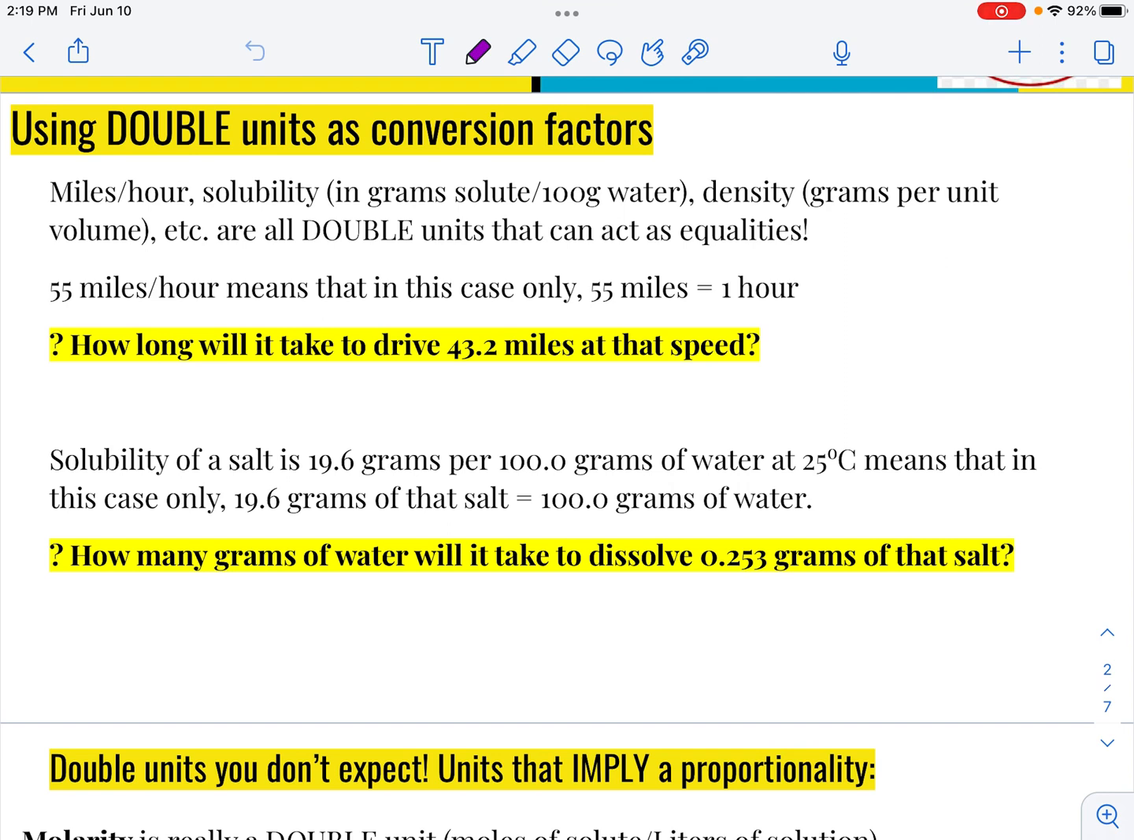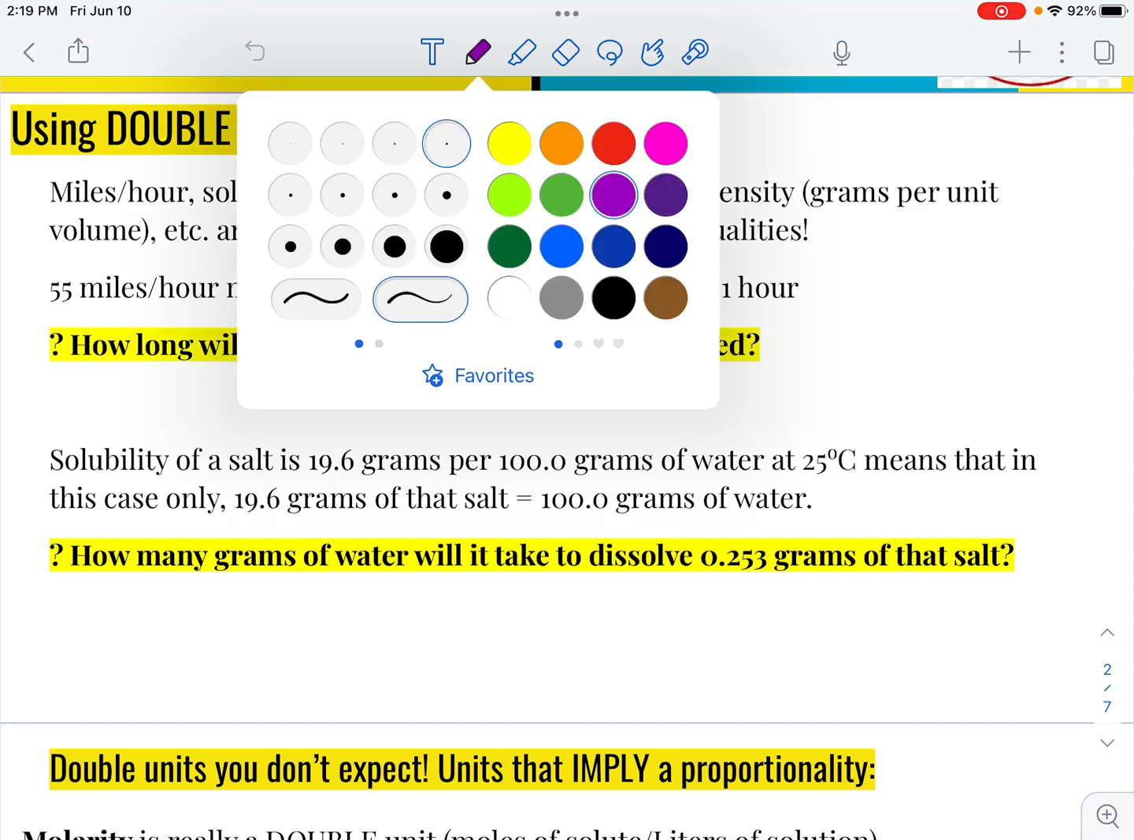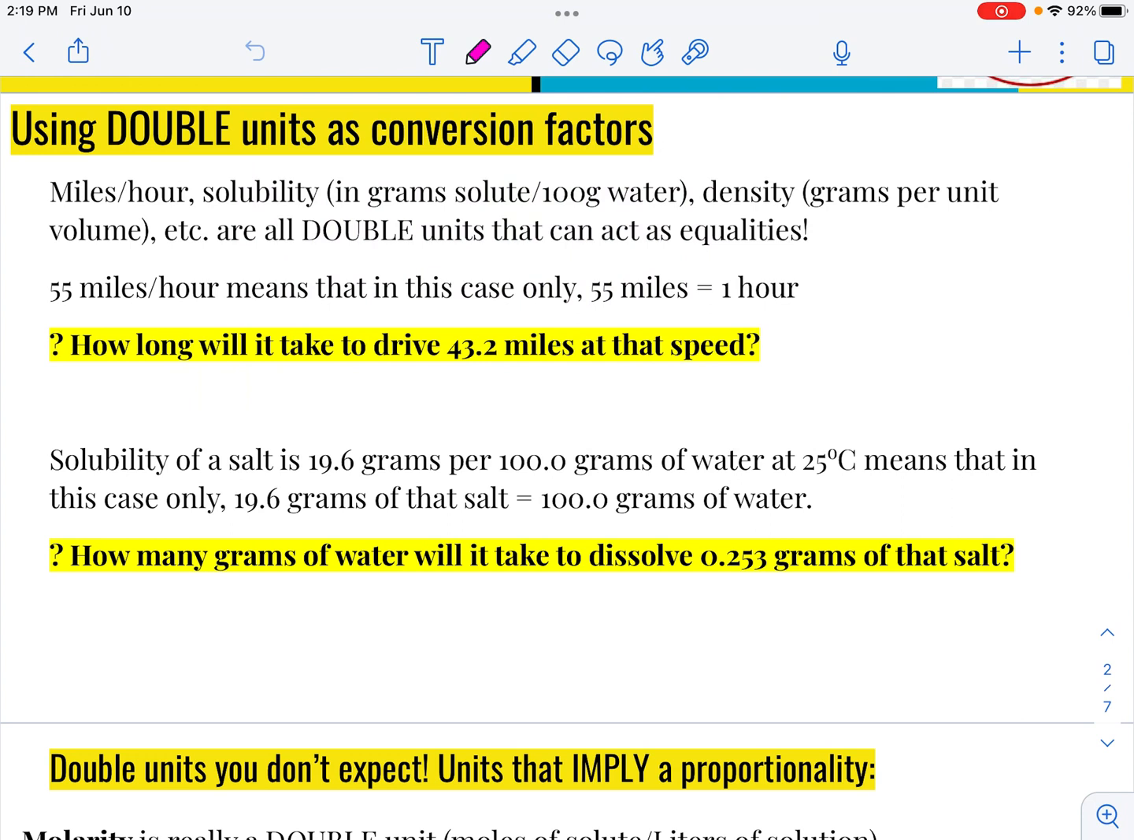So for example, 55 miles per hour means that you could say, right then and there, 55 miles equals 1 hour. I want to do a few problems like this so that you can see how they work, and then we'll go on to something different. In this first one, if I'm going 55 miles per hour, I want to know how long it will take to drive 43.2 miles.